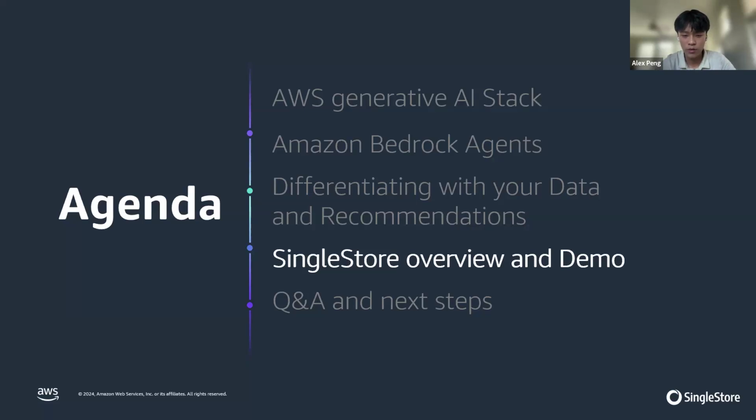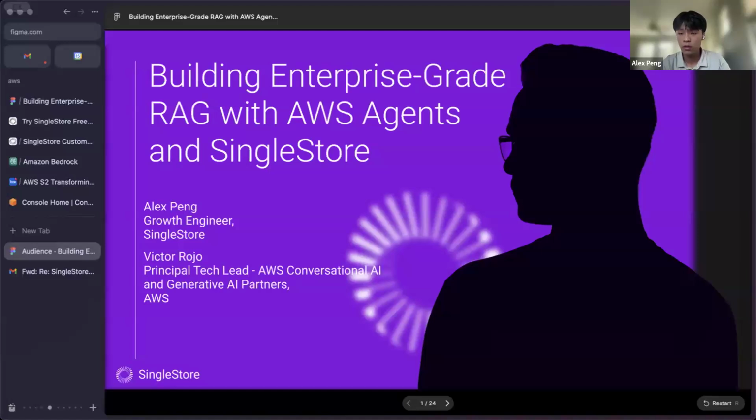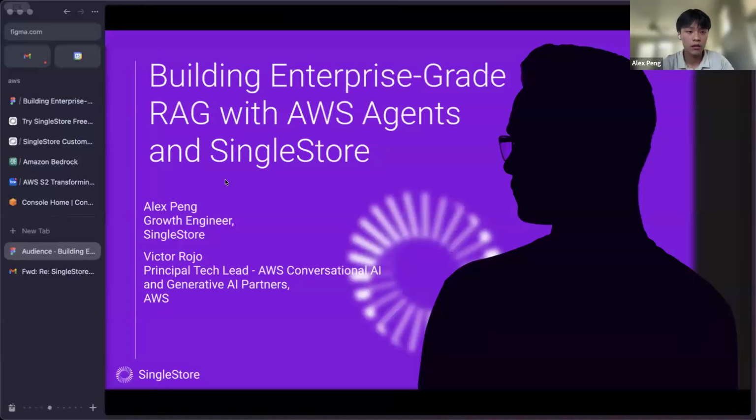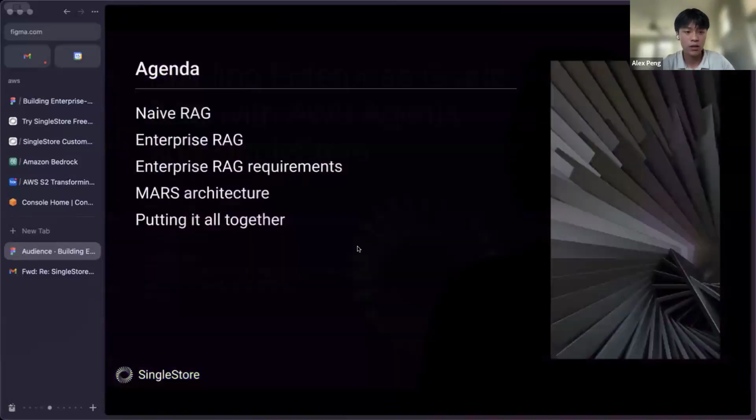Oh, Victor, I think you have to stop sharing before I can share. Let me share. Oh, Victor, I think you're still sharing. Okay, there we go. You can share now, you have the control. Awesome, thank you. Okay, let's see. Okay, great. Hopefully everyone can see my screen.